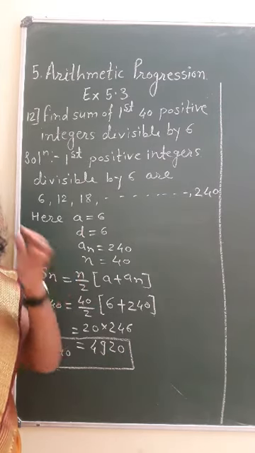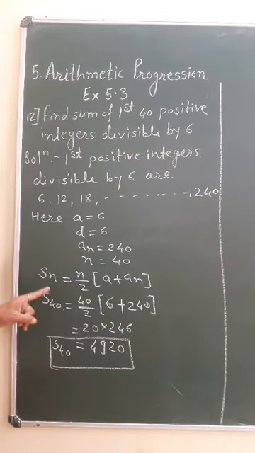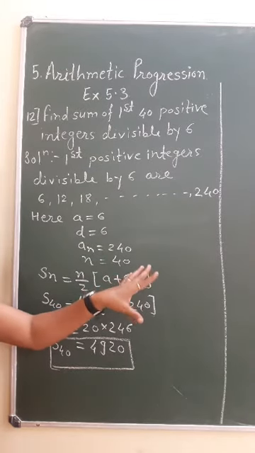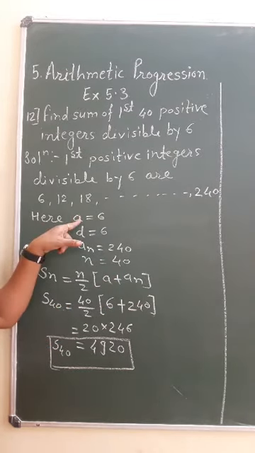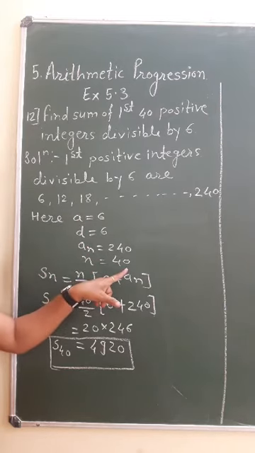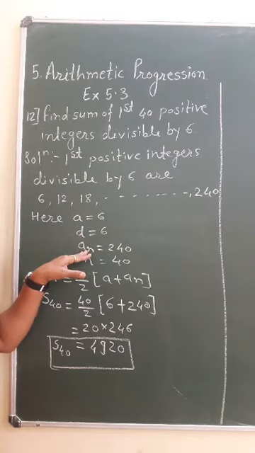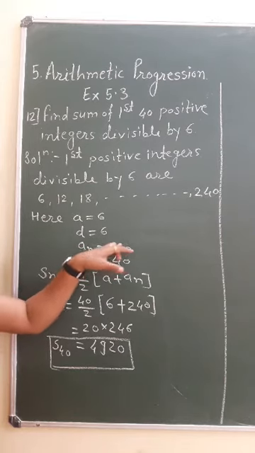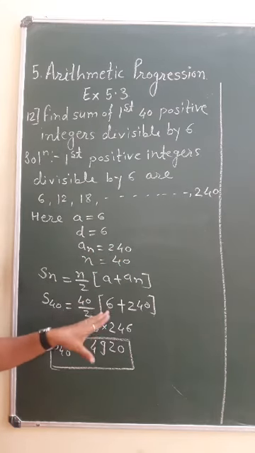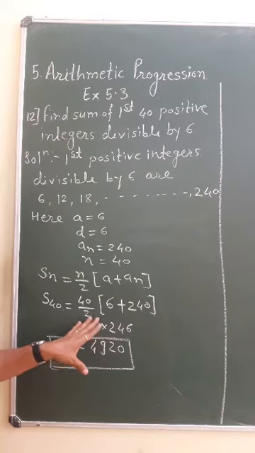Suppose I want to use the formula Sn is equal to n by 2 in the bracket 2a plus n minus 1 into d. For that also we have the first term, d, and the total number of terms, that is 40. Here there is no need to find the last term an, which is equal to 240. But if we have an, that is the last term, then it is an easier way to find the sum.